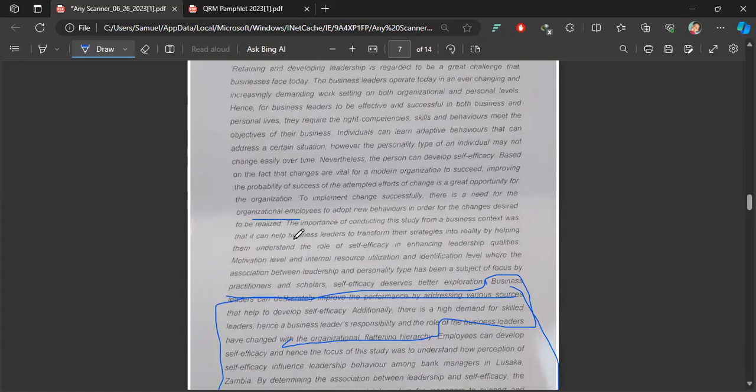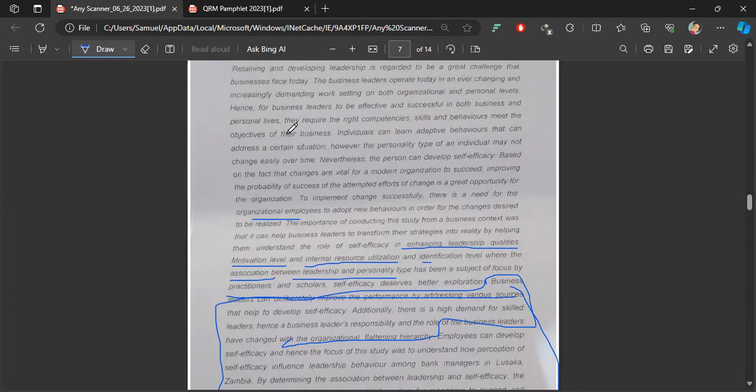The importance of conducting this study from a business context was that it can help business leaders transform their strategies into helping understand the role of efficacy, leadership qualities, motivation level and internal resource utilization and identification level, where the association between leadership and personality type has been a subject of focus by many practitioners.